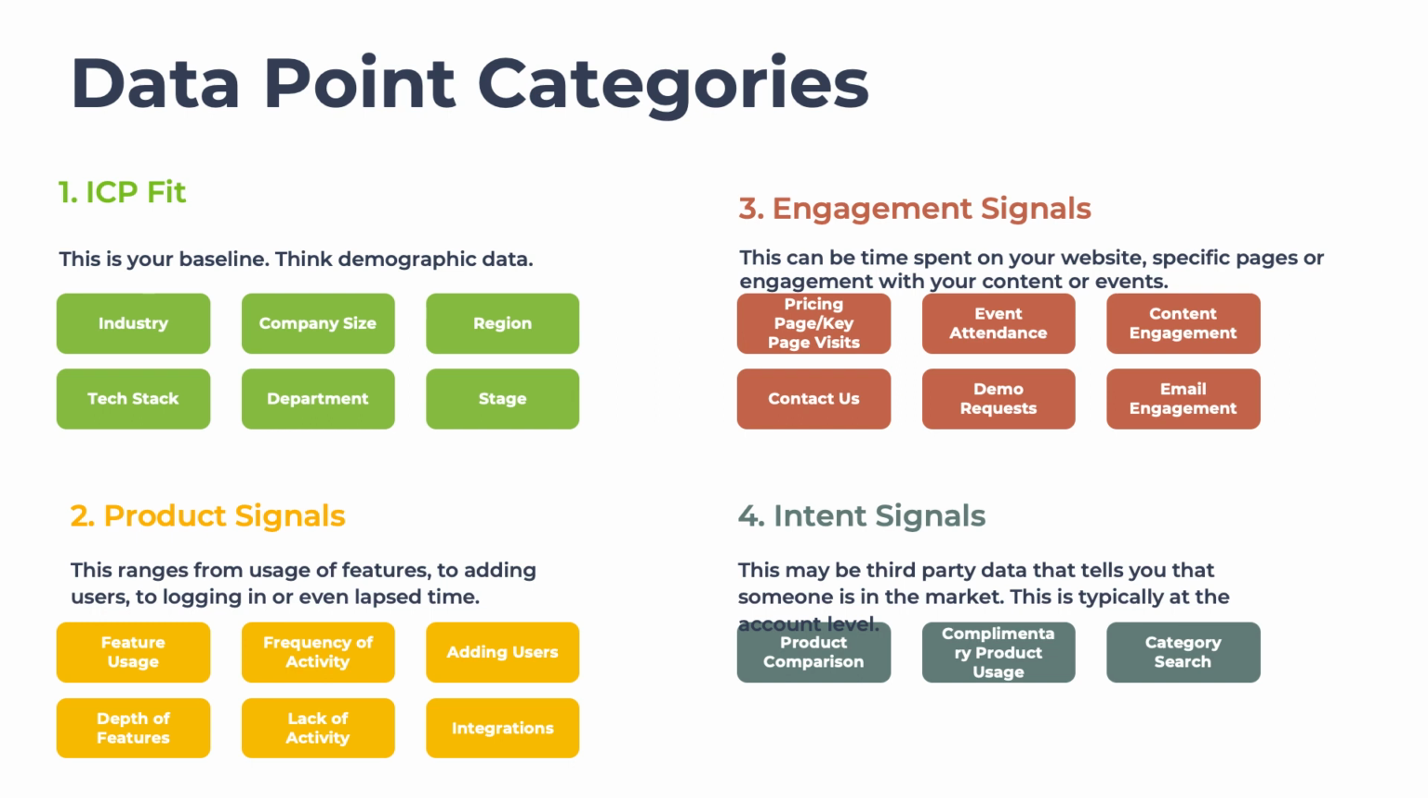We start with ICP and saying firmographic fit. We've got industry, company size. These are all your demographics, your region, what your tech stack is, what department they're in. You can consolidate and use all that. Maybe you're using third-party data for that, or maybe you've collected that at sign up.